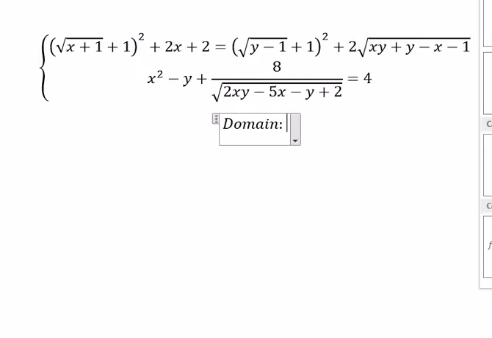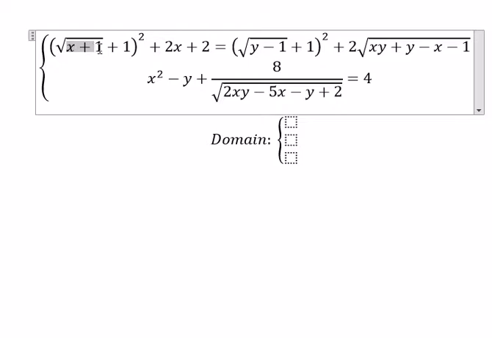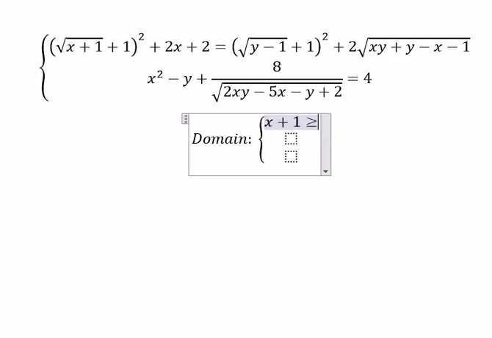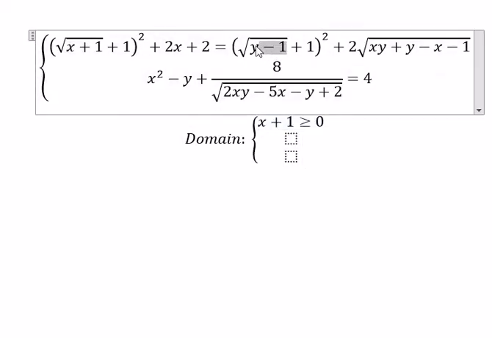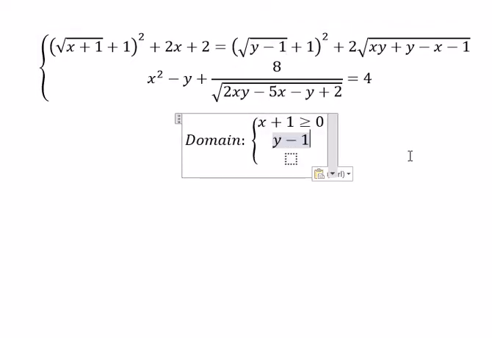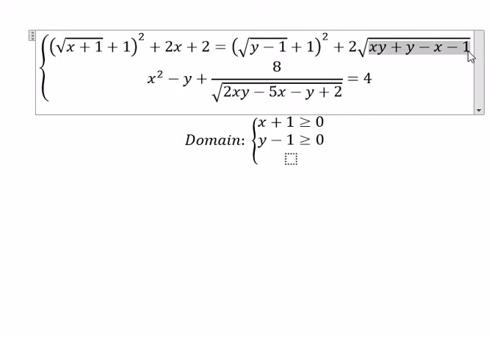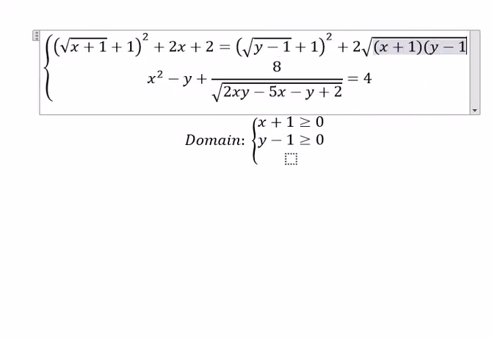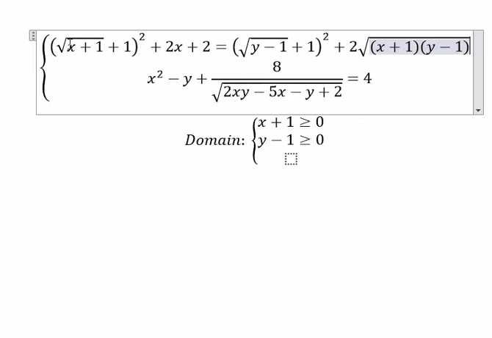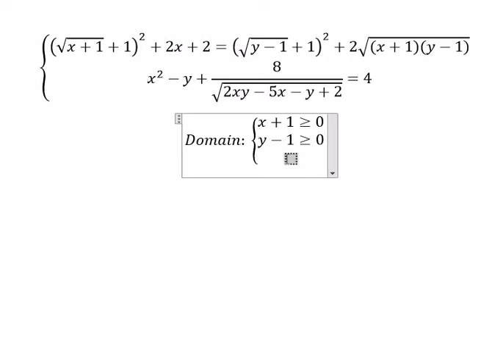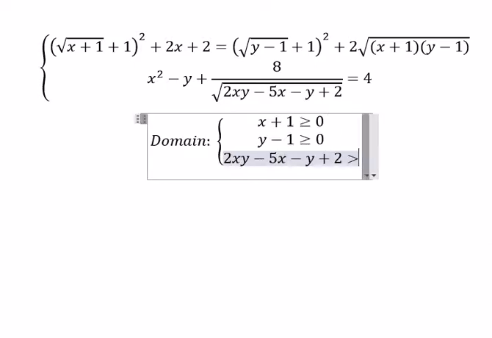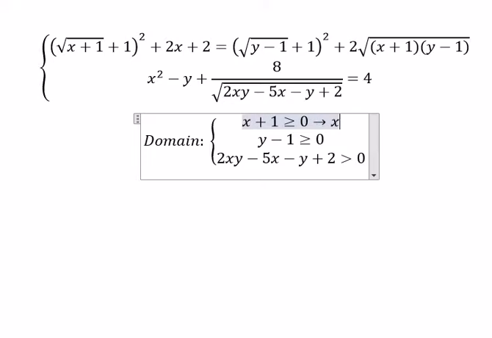So we have this one should be greater than or equal to 0. This one should be greater than or equal to 0. And this one we can convert into (x plus 1)(y minus 1), and this has the same domain as this one and this one. And the last one should be greater than 0. So we get x is greater than or equal to negative 1, and y should be greater than or equal to 1.